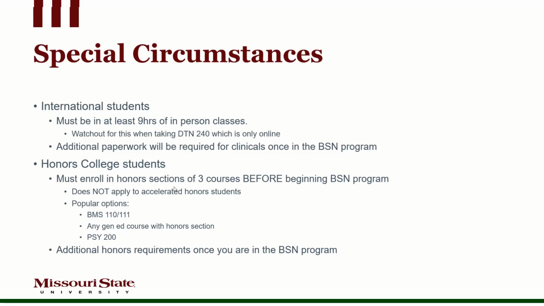Honors college students, you must enroll in honors sections of 3 courses before beginning the BSN program. These can be courses that you're taking for your nursing program or for your nursing prerequisites. Popular options are BMS 110 and 111. I think chemistry sometimes offers honors sections too. General education courses often have honors sections, and Psych 200, the stats class, often does too. If you're accelerated honors, this will not apply to you, and you can find out if you're general honors or accelerated by looking at your degree audit. It will tell you. And once you're in the BSN program, there will be additional requirements then as well.